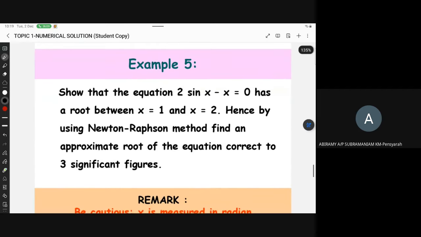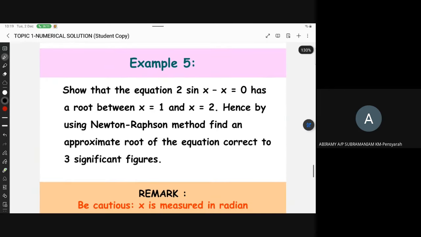Now let's look at example 5. In example 5, show that the equation 2 sin x minus x equals 0 has a root between x equals 1 and x equals 2. Hence, by using the Newton-Raphson method, find an approximate root of the equation correct to 3 significant figures.